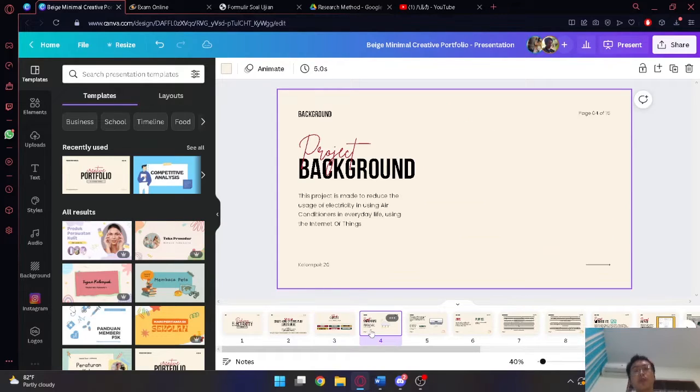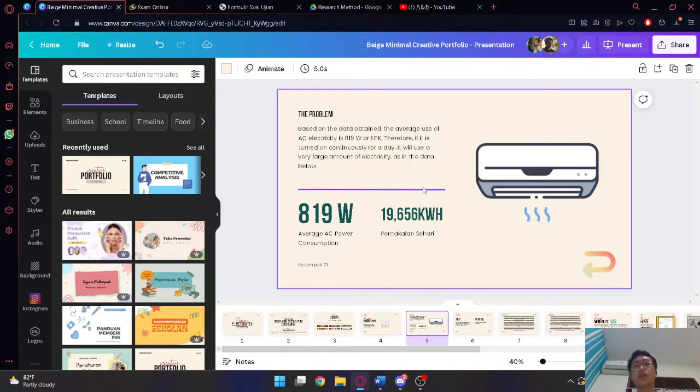The first one will be background. This project is made to reduce the usage of electricity from air conditioners in everyday life using the Internet of Things. The problem we found, based on the data obtained, is that the average use of AC electricity is 819 watts, or 1 pk.